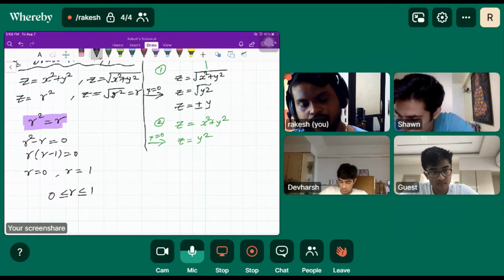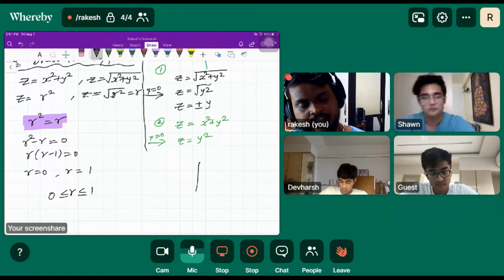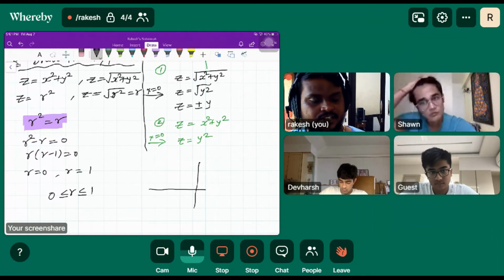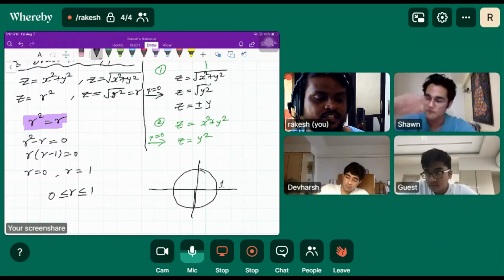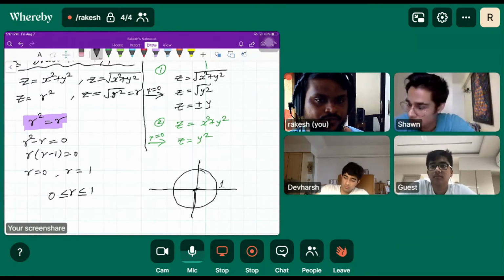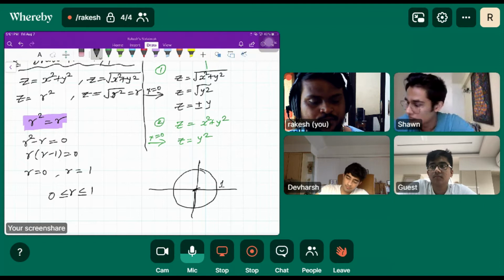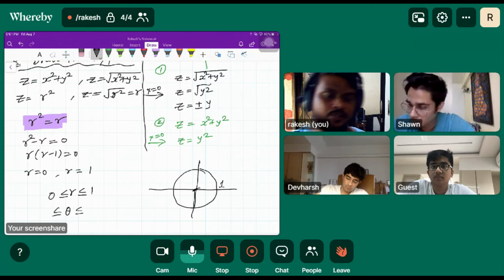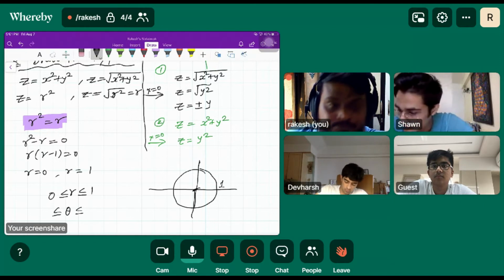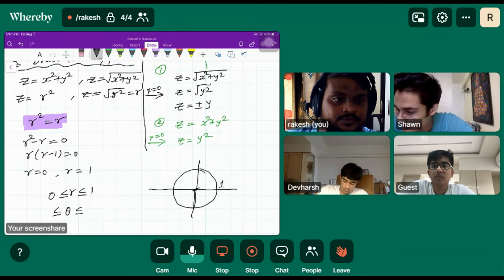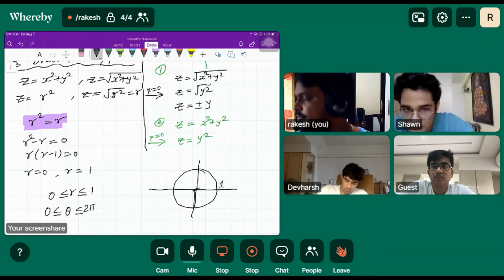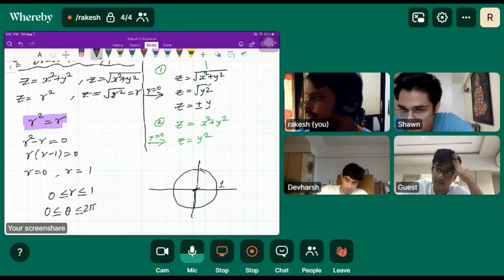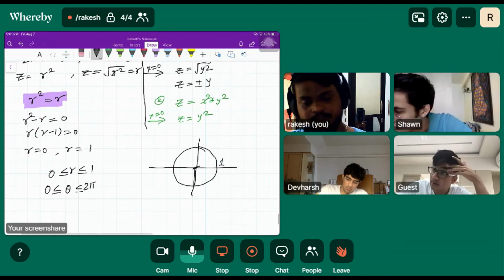So if r is equal to 1, that represents a circle, isn't it? r is equal to 1 represents a circle whose radius is 1, center is at 0, 0, isn't it? So what would be theta here? What is the lower and upper bound of theta? 0 to 2 pi. Yeah, it's a simple one.